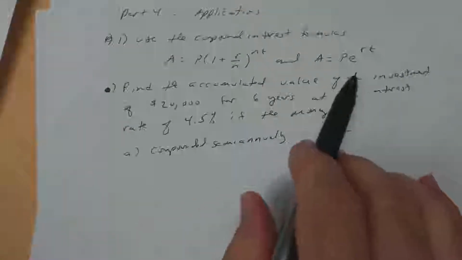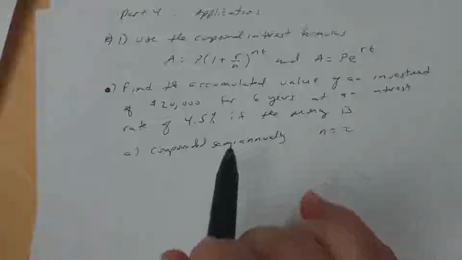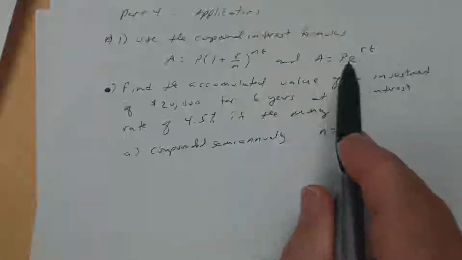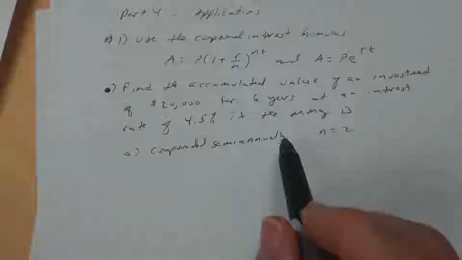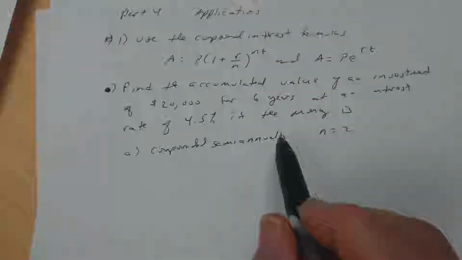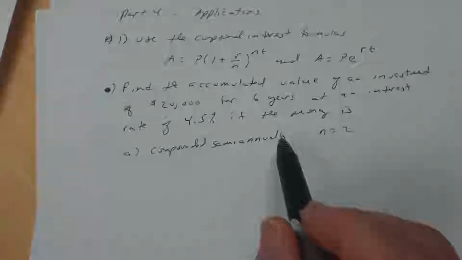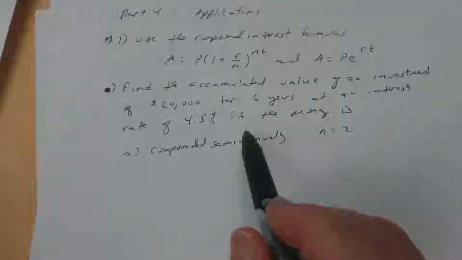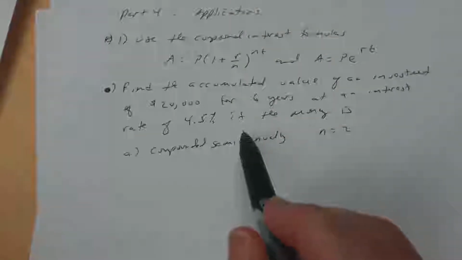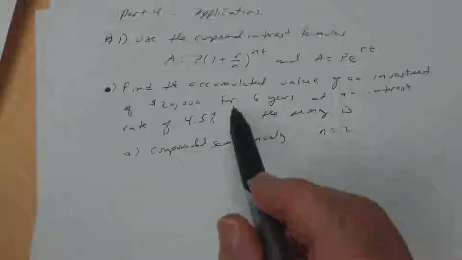It will say the words compounded continuously. If it says continuously, then this is the one you're going to use, because that's an infinite number of times per year that the interest is being compounded. So here, interest is being compounded twice a year. This means that interest is earning interest on itself twice a year.